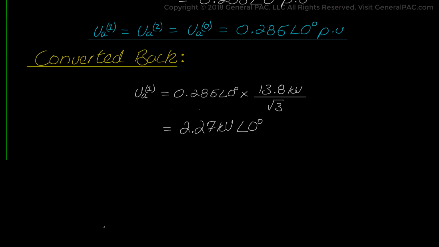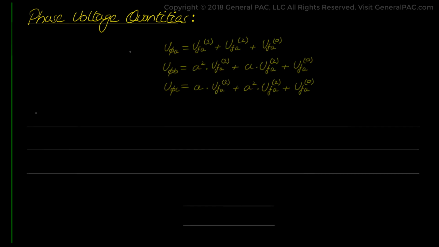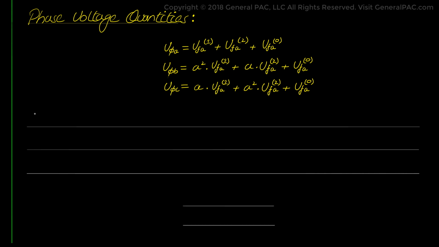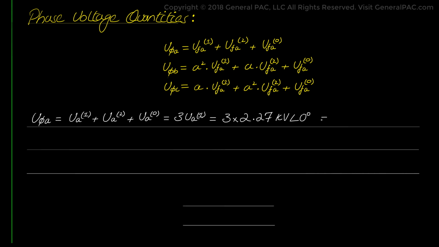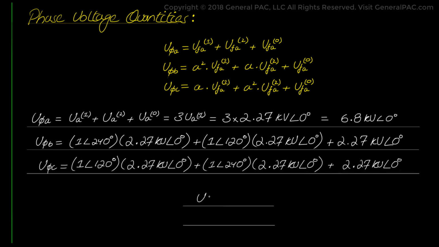Now, as a final step, the sequence voltage quantities need to be transformed to phase voltage quantities, and we can do that by plugging them into our legacy equation, which we show below. Since the positive, negative, and zero sequence voltages are all equal, we know that phase A voltage will equal 3 times the positive sequence voltage, which is 3 times 2.27 kV at the angle of 0 degrees, giving us 6.829 kV or 6.8 kV at the angle of 0 degrees. And when we calculate the phase B and phase C voltage quantities, they reduce to 0.